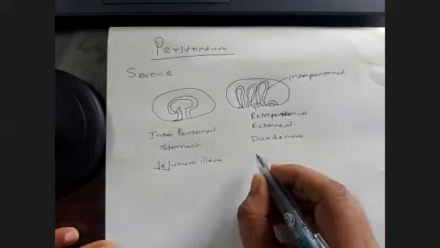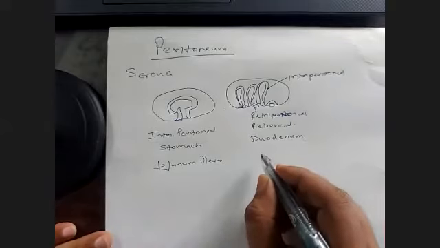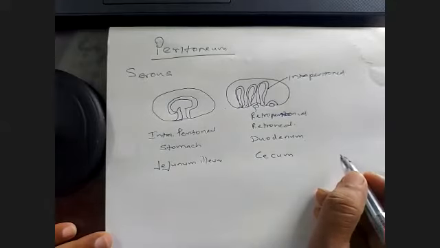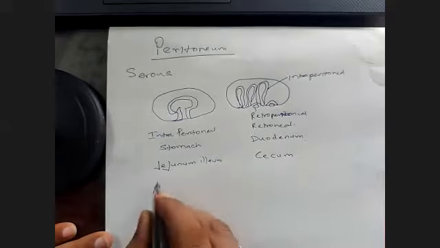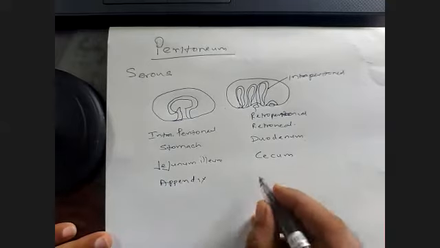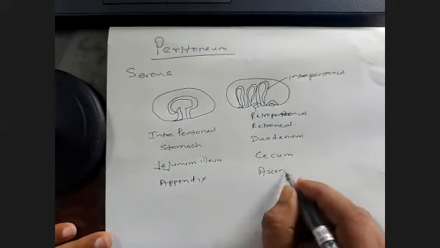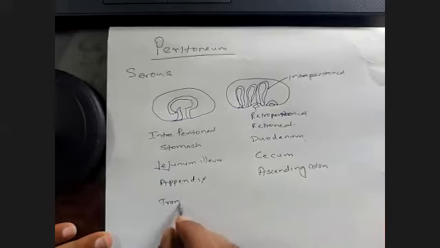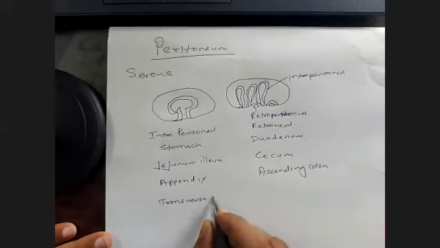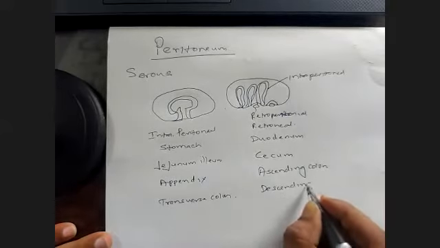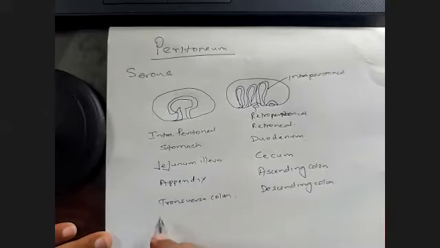After that comes cecum. Cecum, retroperitoneal. Then in the cecum is appendix, intraperitoneal. Then is ascending colon, retroperitoneal. Then is transverse colon, intraperitoneal. Then is descending colon, retroperitoneal. Then is sigmoid colon, intraperitoneal.